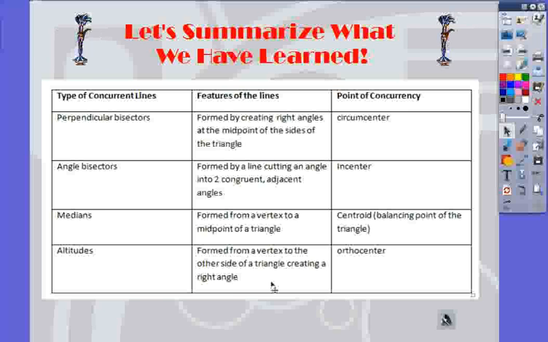Finally, we have the altitude. This is formed from the vertex, but instead of going to the midpoint like we did for the median, we go to the opposite side of the triangle and just form a right angle. Its point of concurrency is called the orthocenter.